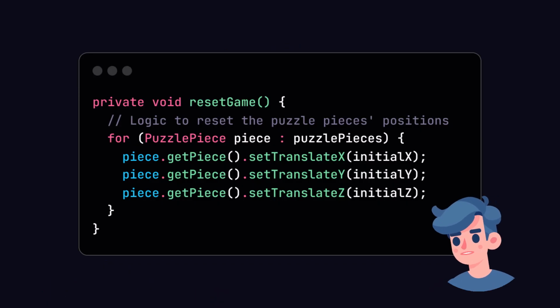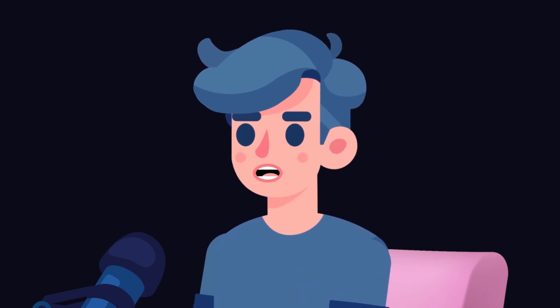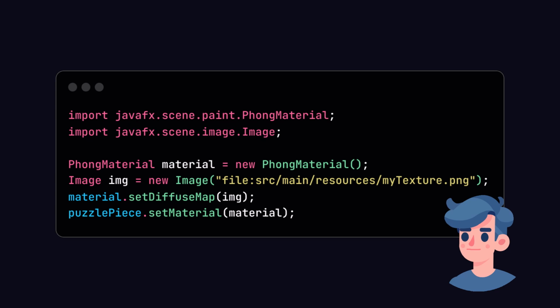Next, let's implement scene transitions when a player resets the puzzle or finishes it. This adds polish to our game and keeps the player engaged. The reset game method will reposition all puzzle pieces back to their initial coordinates, allowing the player to attempt the puzzle again. Finally, let's make our game visually appealing.